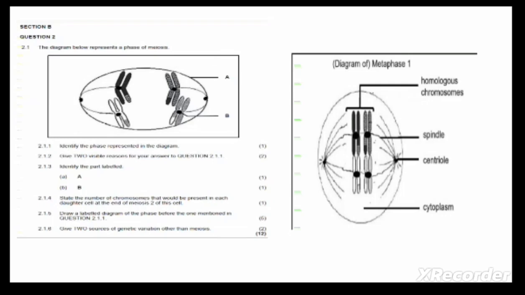It says give two sources of genetic variation other than meiosis. So what causes genetic variation apart from meiosis? Random fertilization of gametes, random mating, and mutations. So let's look at the next set of questions.